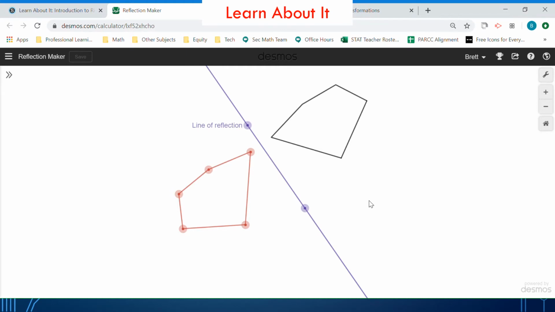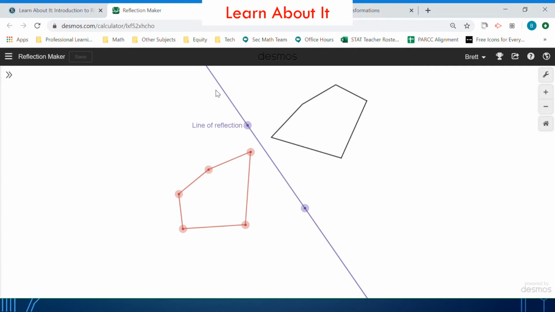Let's do a little experimenting with reflections. Here we have a pre-image, which is the shape on the left side of the line in red, and we have a line of reflection, which is represented in purple, and then the image of the reflection of the red shape over the purple line.